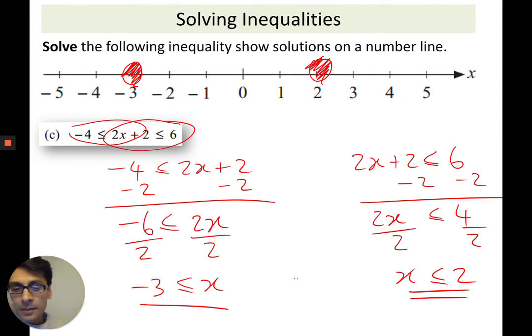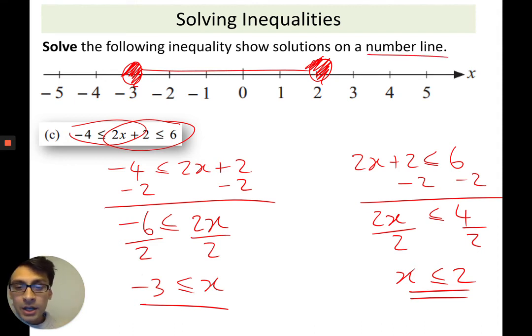Then I am going to decide where does the line go. So it says x is less than or equal to 2, so the line's going to go that way. And it also says x is greater than or equal to negative 3, so it's going to go that way. Now we don't need the arrows in this case, it's just a line that's connected up. And that's your answer on the number line.